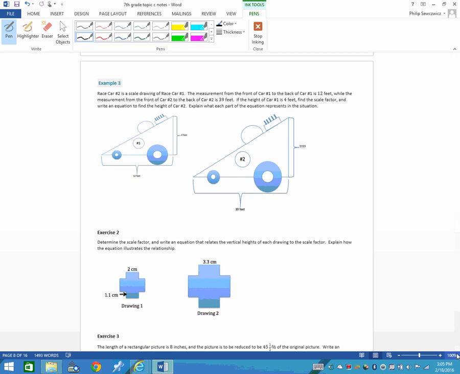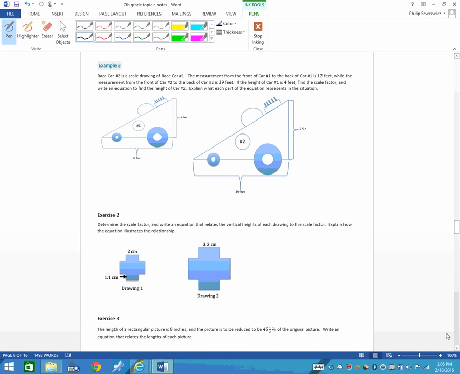Okay, so I know the printing got a little bit small here. So here we go. Erase card number 2 is the scale drawing. This is important here. That is my scale drawing, which makes this the original. The measurement from the front card to the back card is 12 feet, while the measurement from the front is the 39 feet.